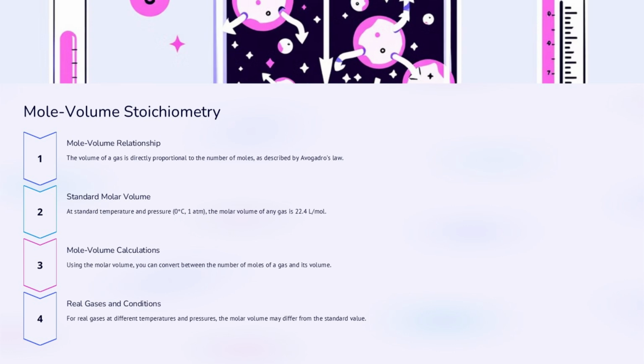The key relationship we're exploring here is the connection between the number of moles of a gas and its volume. Avogadro's law tells us that the volume of a gas is directly proportional to the number of moles. The more moles, the greater the volume. At standard temperature and pressure, 0 degrees Celsius, 1 atm, the molar volume of any gas is 22.4 L/mol. This is a useful conversion factor.